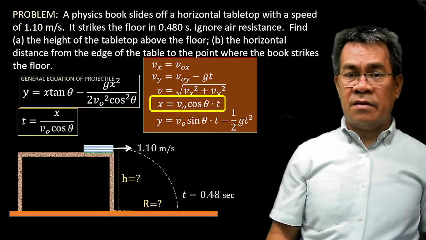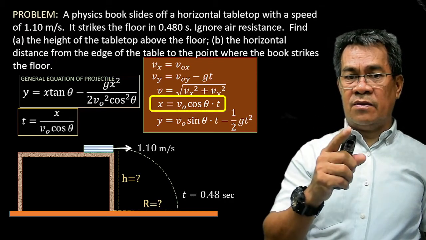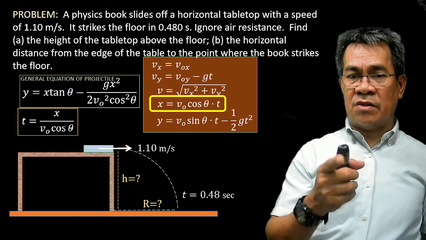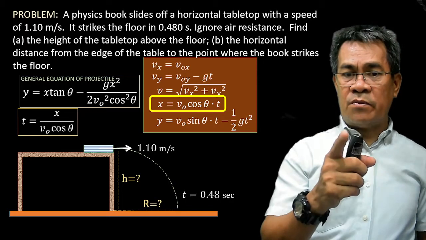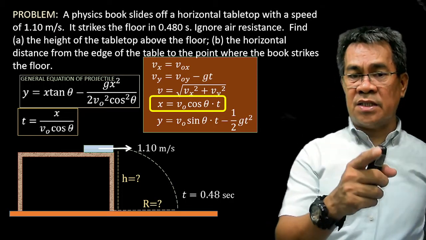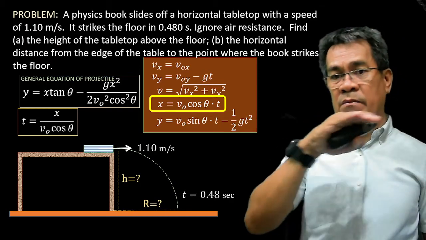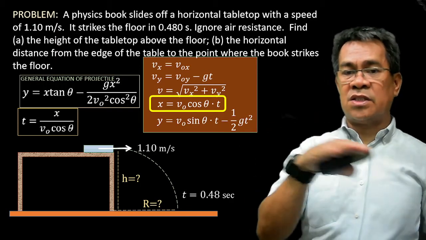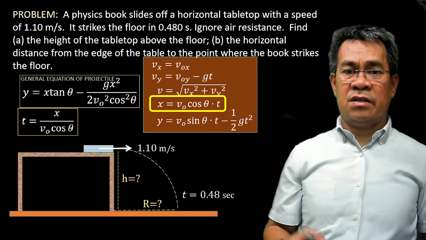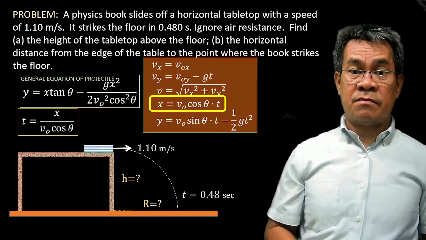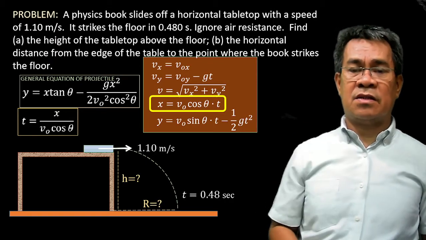So for x, we can use x = V0 cosine theta t, where x is our r, and V0 is 1.10. And theta, what's theta? Remember, theta is the angle of projection. It is the angle measured from the horizontal. Since the direction of the velocity of the book is horizontal, theta must be 0. So it is a direct substitution into the formula for x.